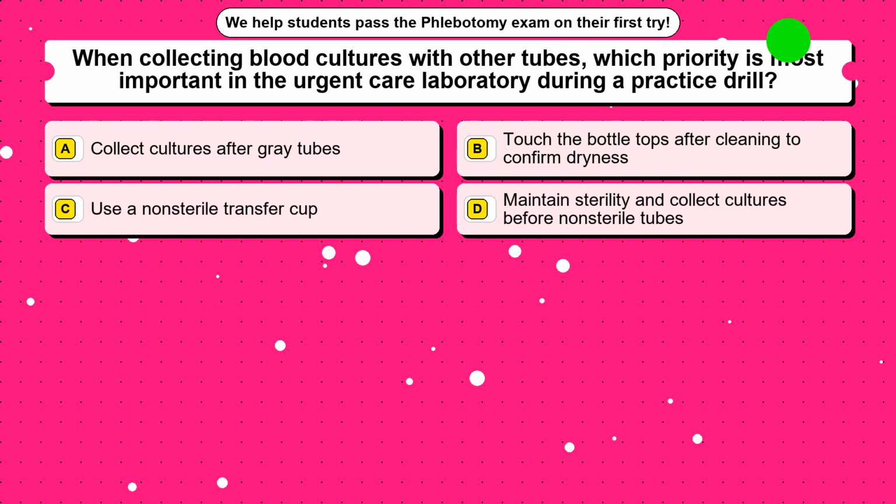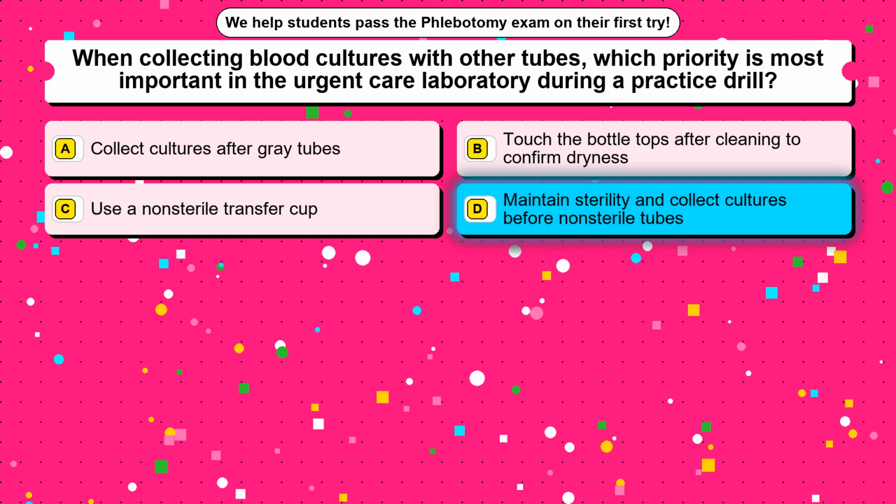Question 72. When collecting blood cultures with other tubes, which priority is most important in the urgent care laboratory during a practice drill? Option A. Collect cultures after gray tubes. Option B. Touch the bottle tops after cleaning to confirm dryness. Option C. Use a non-sterile transfer cup. Option D. Maintain sterility and collect cultures before non-sterile tubes.